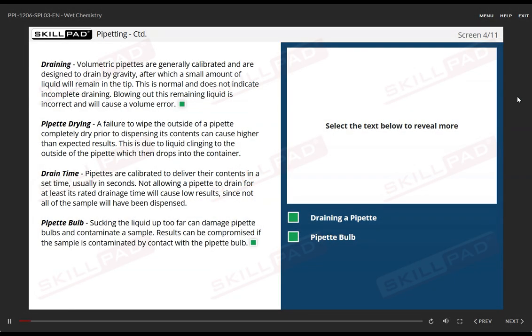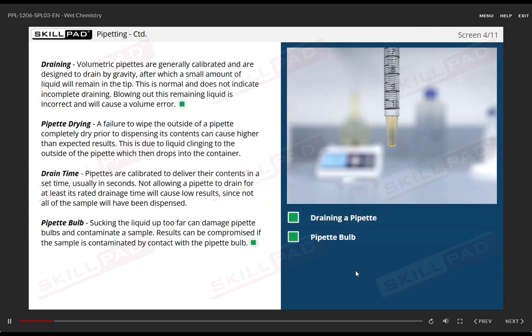Pipetting continued. Draining. Volumetric pipettes are generally calibrated and are designed to drain by gravity, after which a small amount of liquid will remain in the tip. This is normal and does not indicate incomplete draining. Blowing out this remaining liquid is incorrect and will cause a volume error.